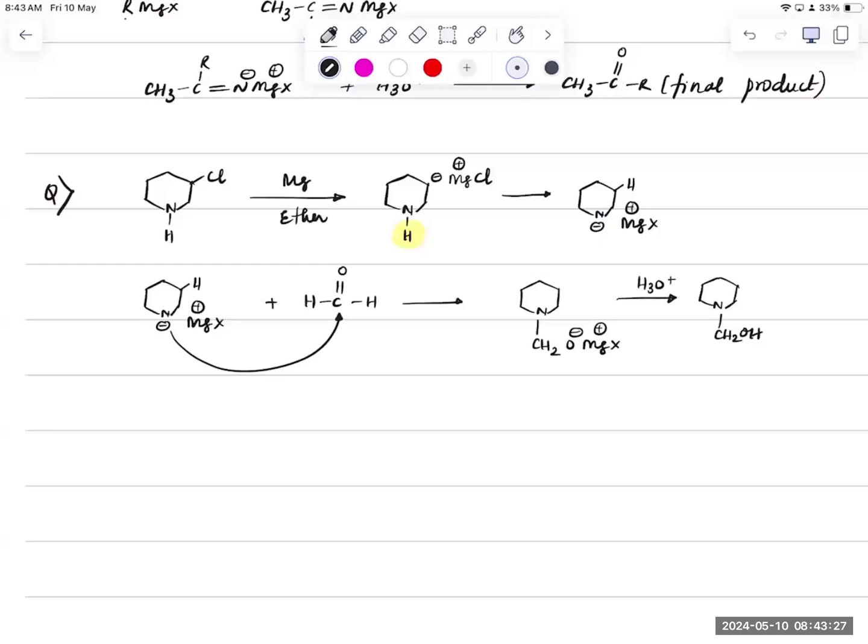I guess this part is clear, everyone. So whenever we have this kind, we need to understand that RMgX would act slightly differently.